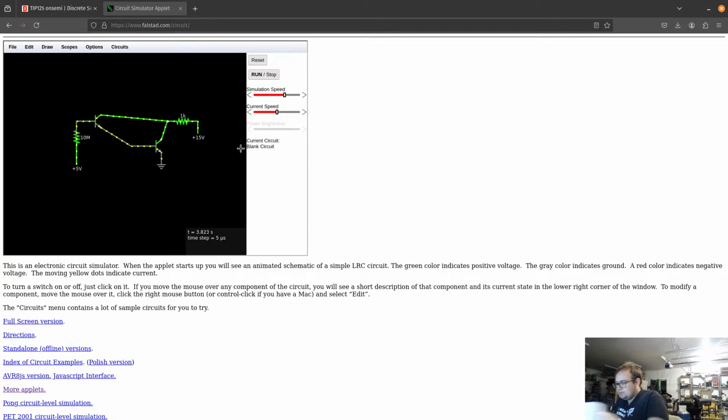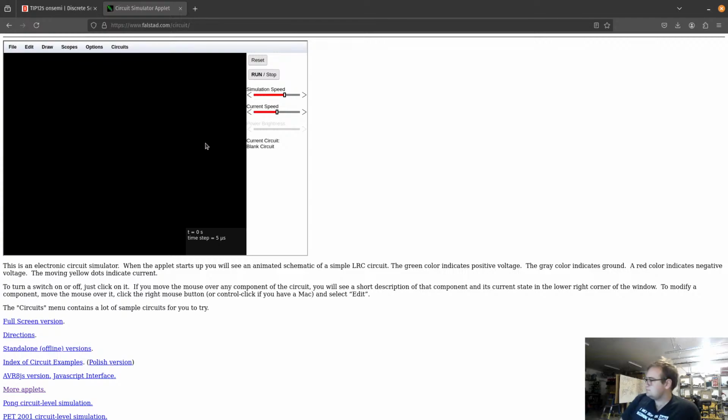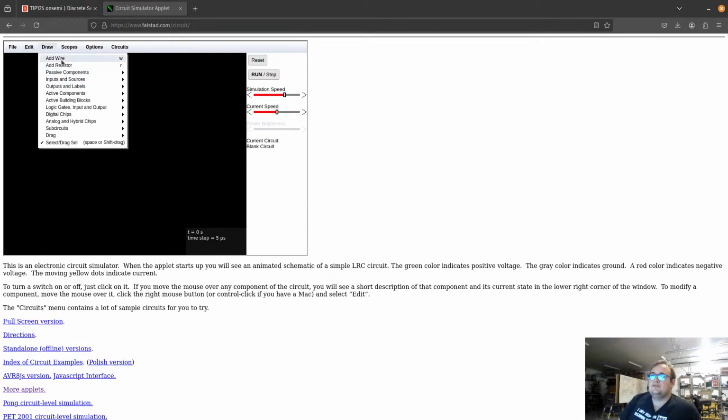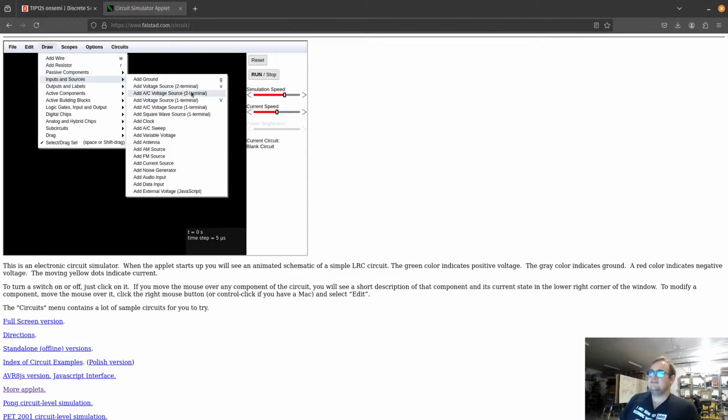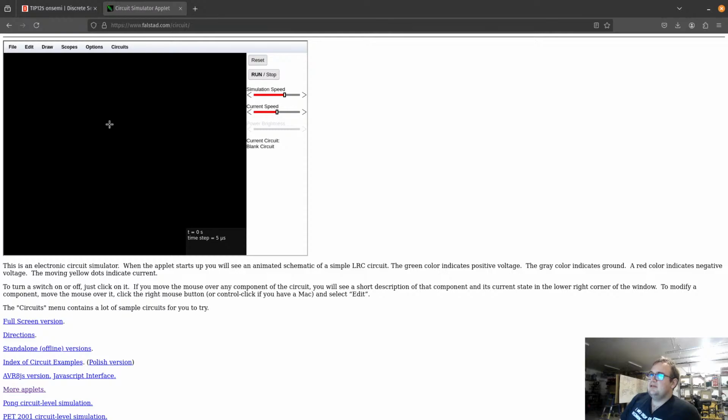That was one I just saw. I think this was the one that I was planning to do next. It had a voltage source, 10 volts and minus 10 volts, and a PNP transistor. Oops. We will just go new blank circuit, and draw, inputs and sources, active components, PNP, there.